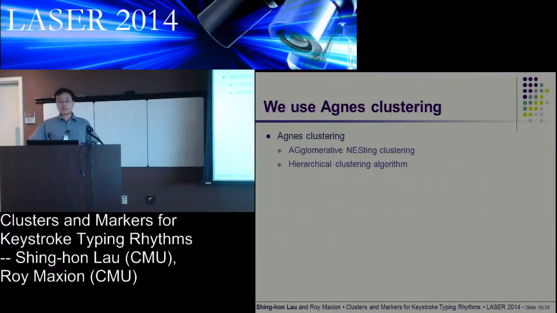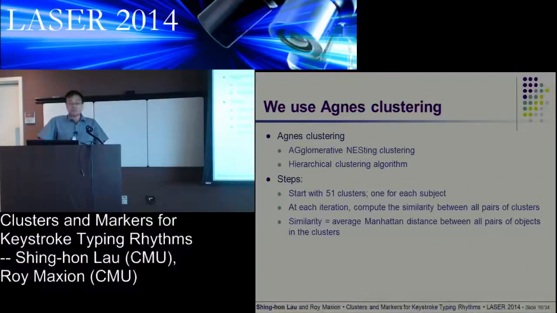So what we're going to use instead is a technique called Agnes clustering. And this stands for agglomerative nesting clustering. It's an example of a hierarchical clustering algorithm. And there's 4 steps to this algorithm. It's pretty straightforward. There's an initialization step where you start with 51 clusters, and that's because we have 51 subjects.